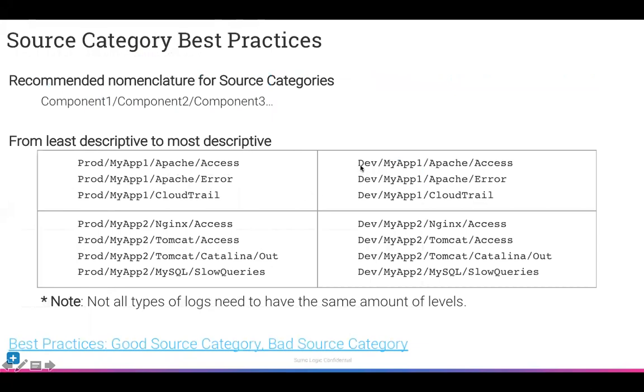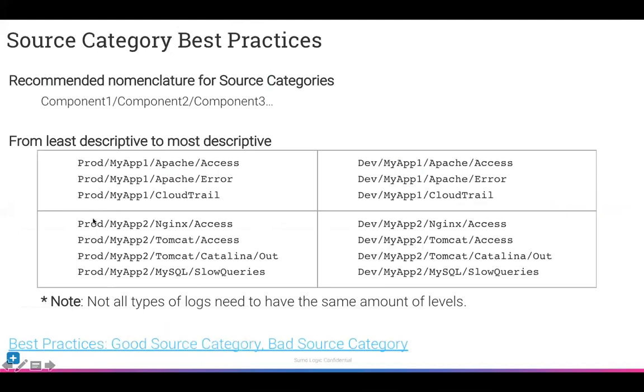Parallel to that, I could have dev my app1 Apache access, and you get the point. And down here, I could have prod my app2 Nginx access. So you notice in this example, I've broken it by apps, and I've broken it by environment. My first component is environment, and my second one is the app itself. Notice that you do not need to have the same amount of levels. CloudTrail has only 3 levels, and prod app1 Apache error has 4 up here. It doesn't have to be all the same. It could be anything. Again, I'm pointing to some examples here that I suggest you look at.